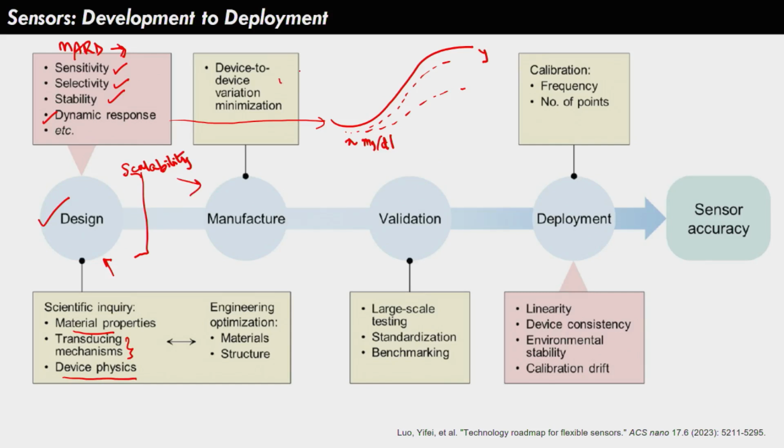And here we look at device to device variation. We check if we manufacture, let's say 100 devices, what is the variation that you see across devices. Ideally we want to minimize the variation.